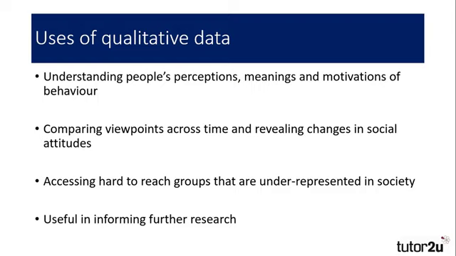A final use of qualitative research is in informing other research. Sociologists, when they conduct research, will look to other work in that field to inform some of their ideas, and using articles, books, and journals written by others in that field are invaluable to moving forward our knowledge of society.